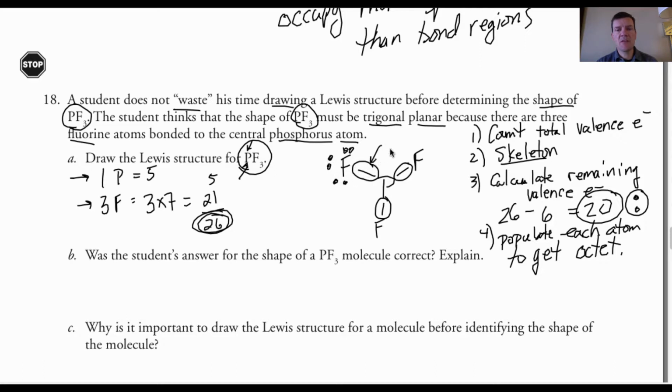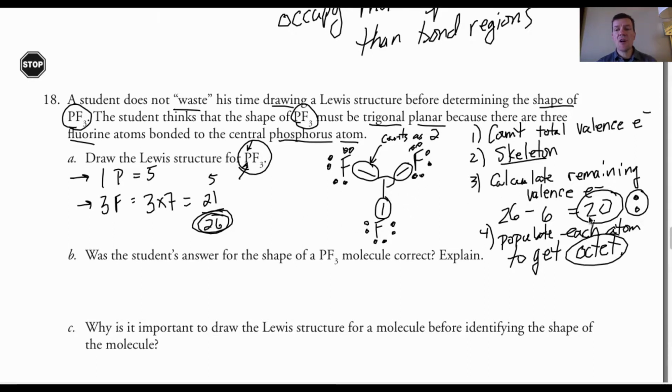2, 4, 6, 8. Remember this bond right here counts as 2. That counts as 2. 2, 4, 6, 8. Fluorine is happy. It's got its octet. So remember, I'm trying to get 20 more. There's 2, 4, 6, 8, 10, 12. That fluorine's happy. 14, 16, 18. That fluorine is happy. All the fluorines are happy because they got their octet.